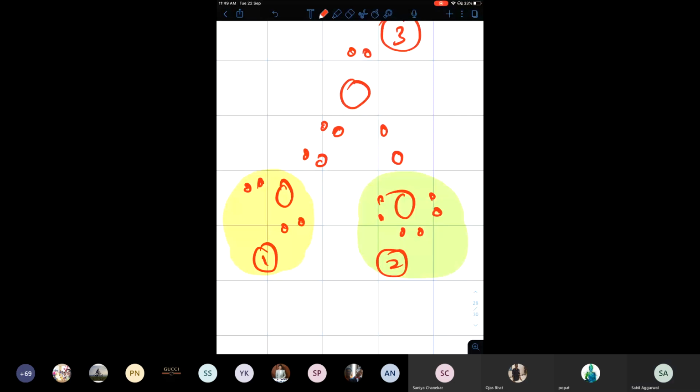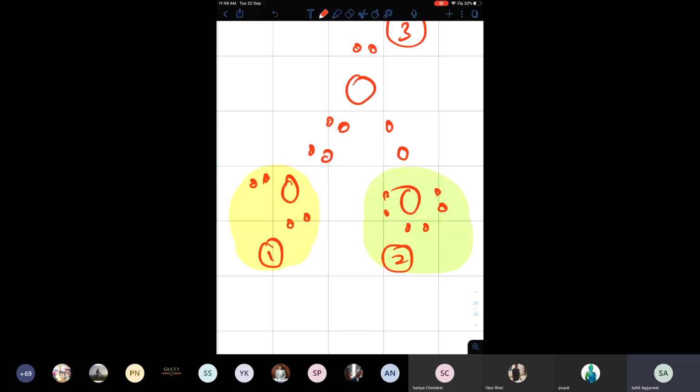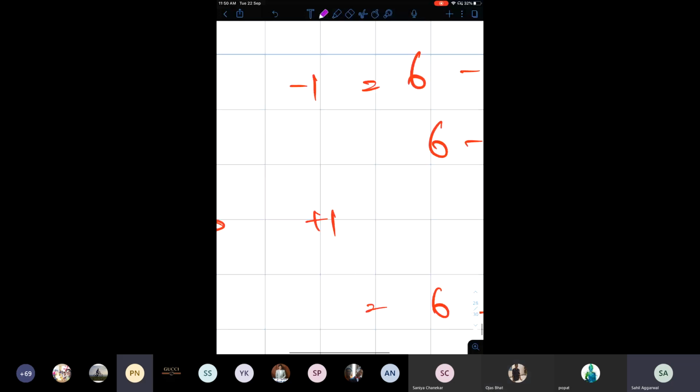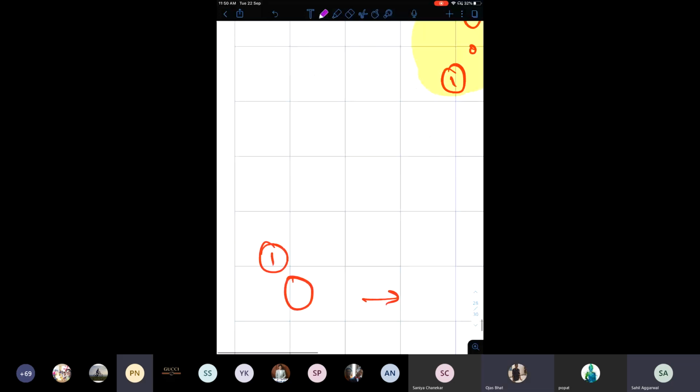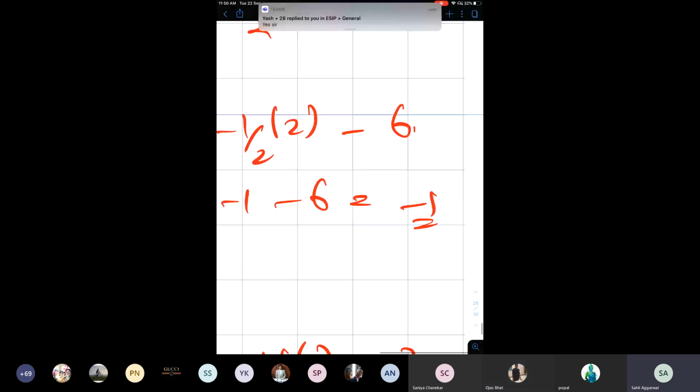Can you see this? Here oxygen has 7 electrons: 1, 2, 3, 4, 5, 6, 7. Right? Yes, sir. Do you think it should have -1 charge? It should have -1 charge. Do we have -1 charge? Yes, we have -1 charge.